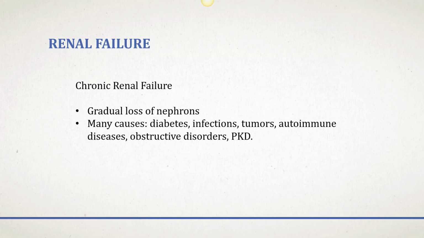Chronic renal failure, though, is due to a gradual loss of nephrons, and as they stage the different stages of chronic renal failure, they're going to determine approximately how many nephrons you have lost, or what your kidney function is down to. There are many causes of chronic renal failure: diabetes, infections, tumors, autoimmune diseases, obstructive disorders, polycystic kidney disease, and so many more. Certain types of medications can also cause chronic renal failure.